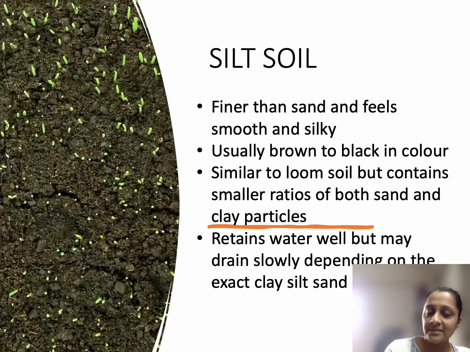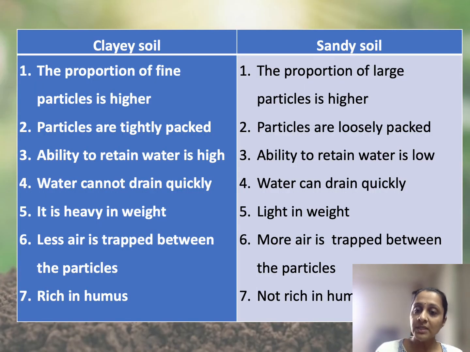All the soils that we are studying depend on the percentage of sand and clay which is present in them plus the humus. That is why we add external fertilizers, organic manures, so that the soil becomes more fertile. After studying these four types of soil, now we go to the differences between them.